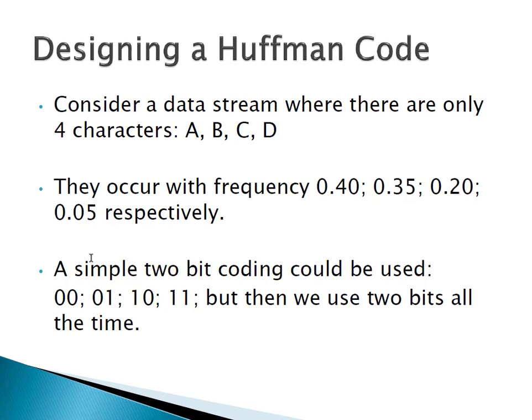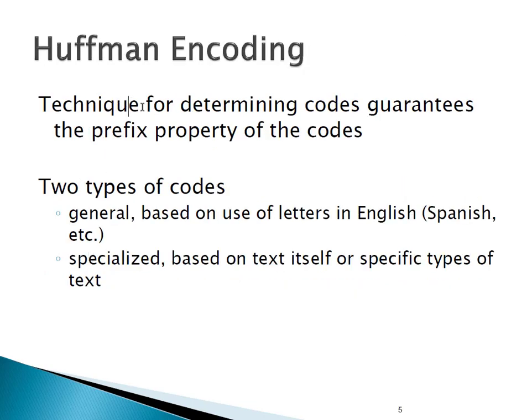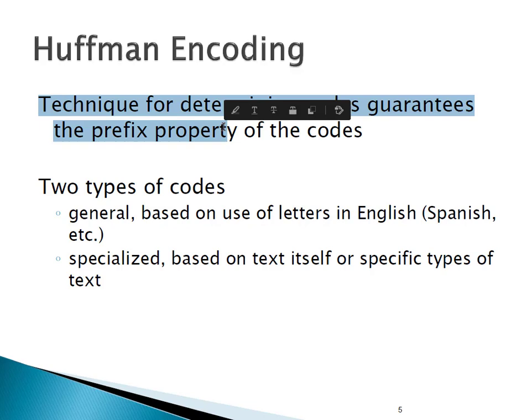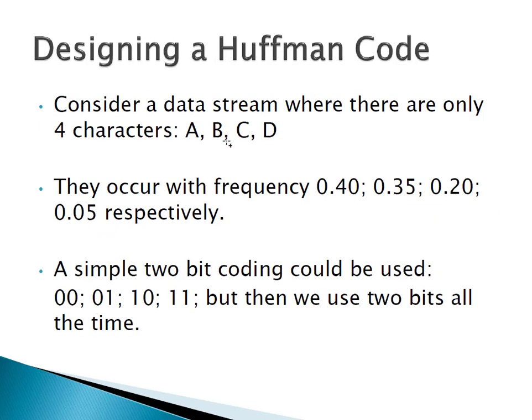So let's look at the technique, as I said before, for determining codes that guarantee that it has the prefix property. Before we look at it, let's paint a particular picture. Consider a data stream where there are only 4 characters: A, B, C, and D. They occur with these respective frequencies. A occurs 40% of the time, B occurs 35% of the time, C occurs 20% of the time, and D occurs 5% of the time.